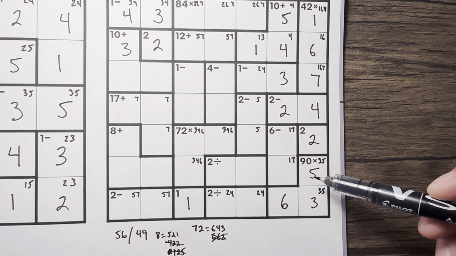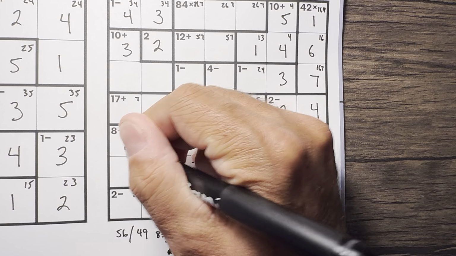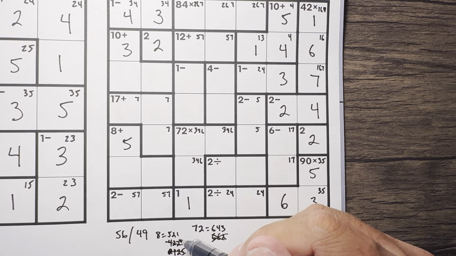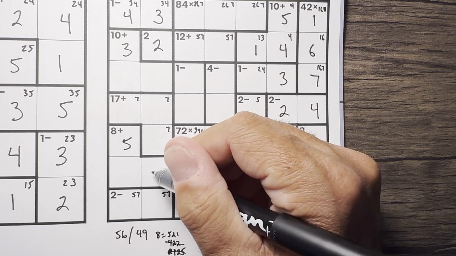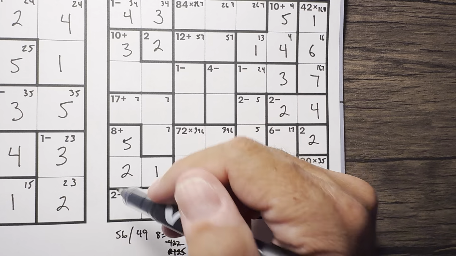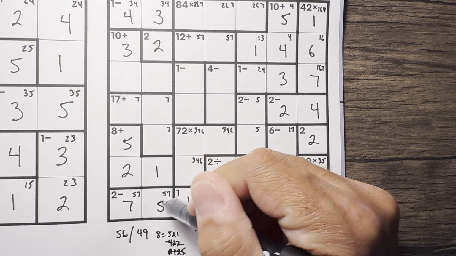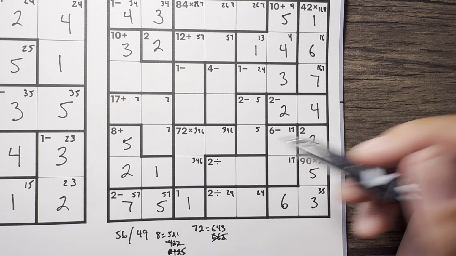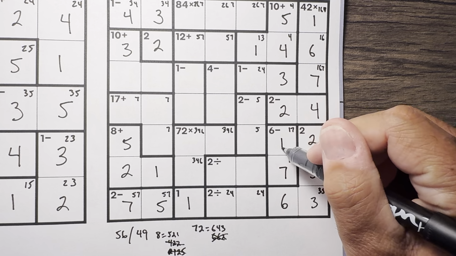So a 5 goes in here, there's a 5 here. So this is our 5. And then 1 and 2, there's a 2 here. So it goes like that. 5 makes that a 7, makes that a 5. This 1 makes this a 7, makes that a 1.